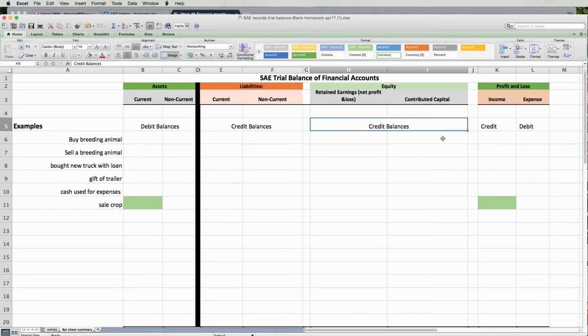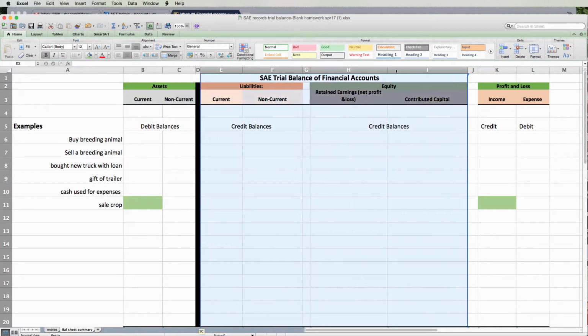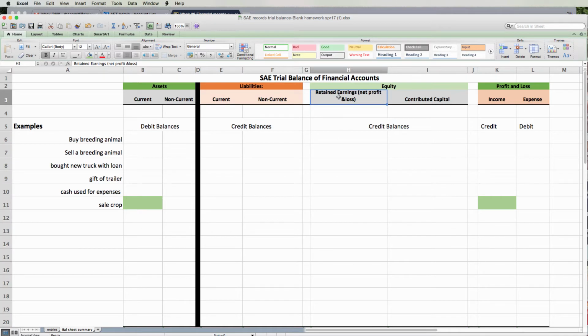So the idea about debit and credit is very simple: debits and credits need to equal each other to have a balanced balance sheet. That means that your assets on the left-hand side are a debit and anything on the right is basically a credit. And then retained earnings is kind of by itself, and it represents the net result of income minus expense. All right, so that's the idea of the balance sheet.